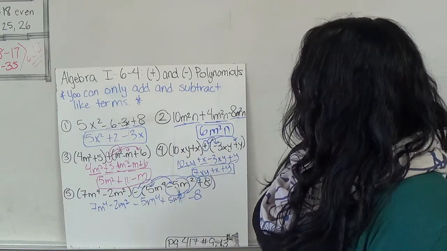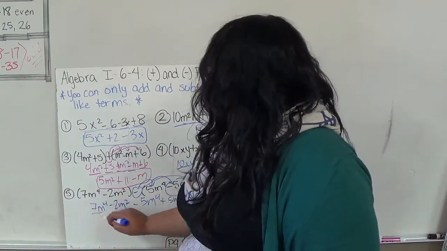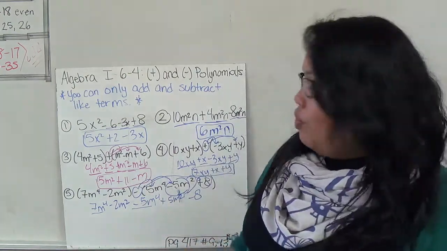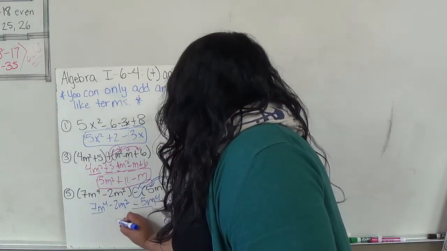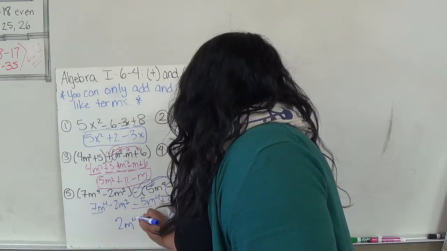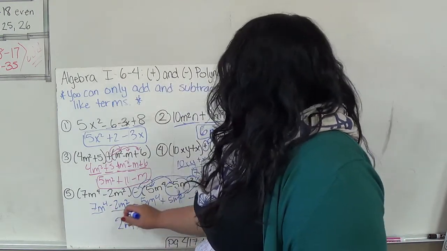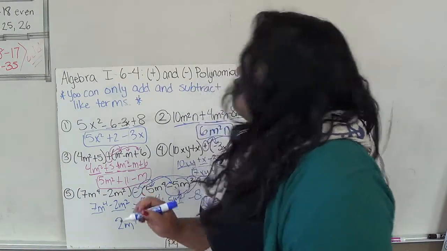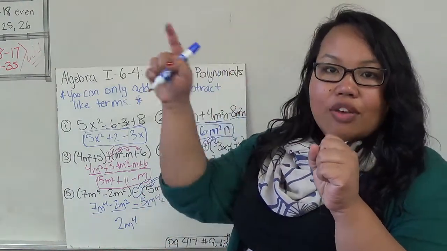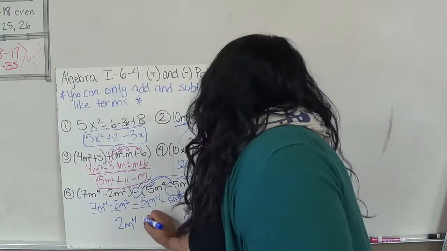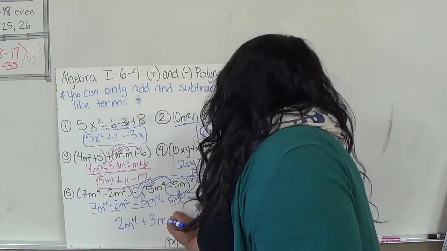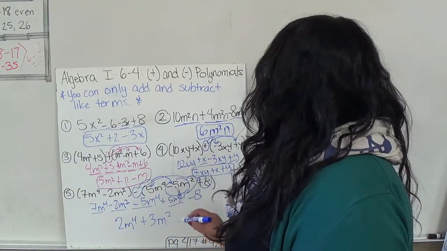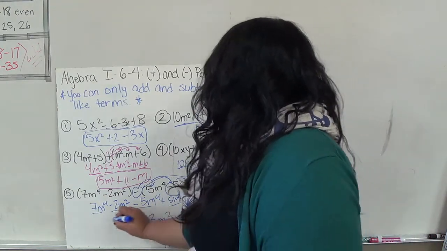Okay, so in that case, 7m to the 4th minus 5m to the 4th. I don't have anything else that's m to the 4th, so I end up with 2m to the 4th. Negative 2m squared and 5m squared would give me, negative 2 on the number line plus 5, a positive 3. So positive 3m squared. Positive means I have that plus. And then 8 doesn't combine with anything, so I end up with a negative 8.